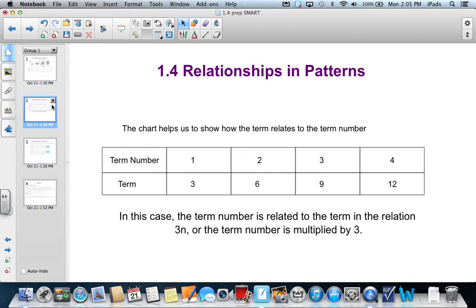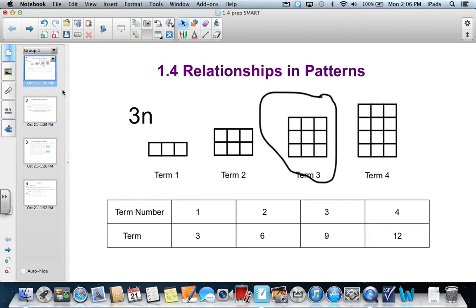All expressions are relations. That's basically what it is. And all relations can be shown through patterns. Again, back here, the expression is 3n, 3 times a number. And depending on which number it would be, you can see up here in the boxes, if it was term number 1, the relationship of 3n would be 3 boxes for 1.